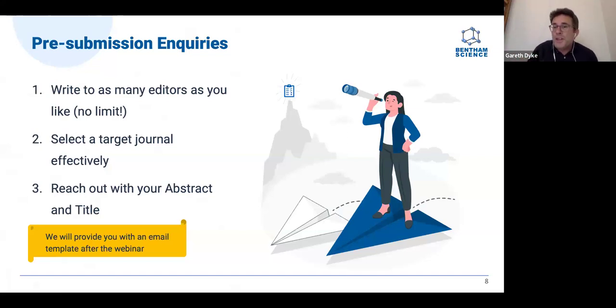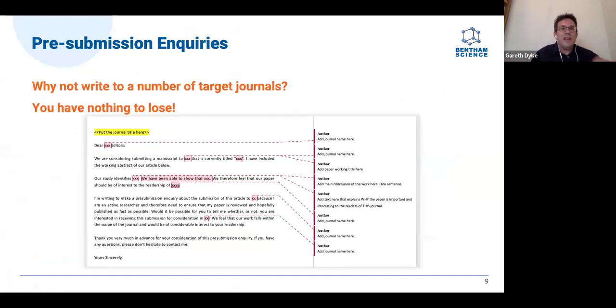So the first stage of being a successful writing and publishing academic is making those pre-submission inquiries. Write to editors, write to as many as you like, there's no limit, in order to effectively select a target journal. Reaching out with your abstract and title, and we'll give you a template in order to help you do this at the end of our session today.